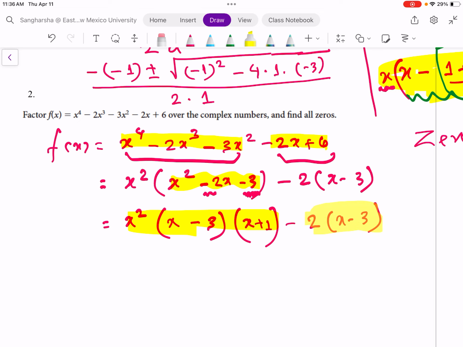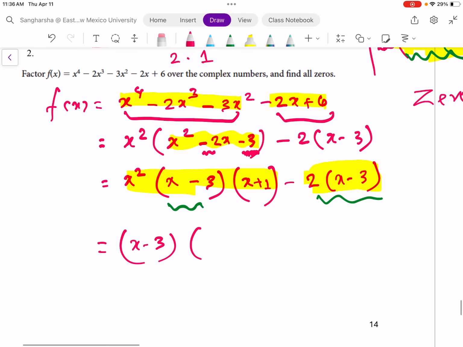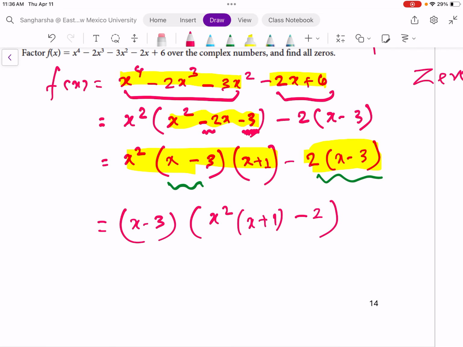Now in these two expressions, do we have any common factor? x minus 3. So this is the common factor. Let's factor out x minus 3. The remaining is x squared times x plus 1 minus 2. Now, is it completely in factored form? See, this is not factored. We might need to factorize this one.